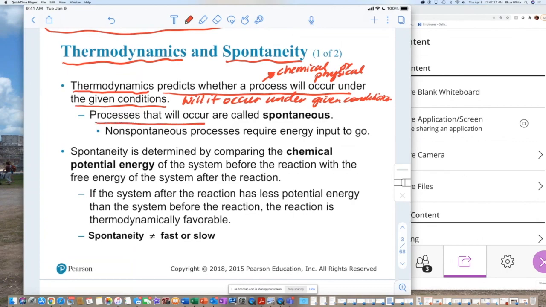So processes that will occur under given conditions are called spontaneous. Okay? Not only that, if it is spontaneous, it's also assumed that you don't need to add energy. So this is from the point of view of the scientist. If you don't need to add energy for the reaction to occur, it is considered to be spontaneous. How do I know that for sure? They say because non-spontaneous reactions, the opposite of spontaneous, require energy input in order to even start or to go.